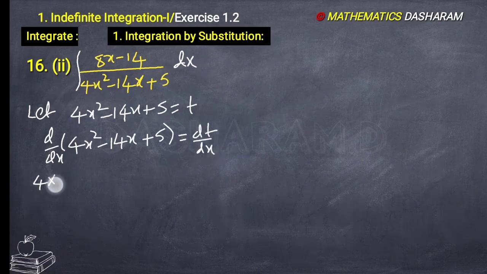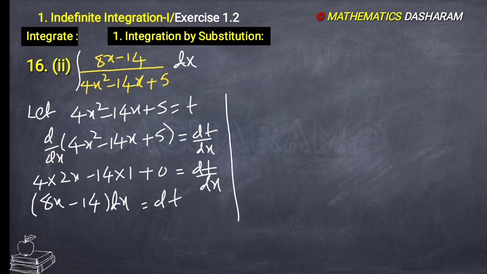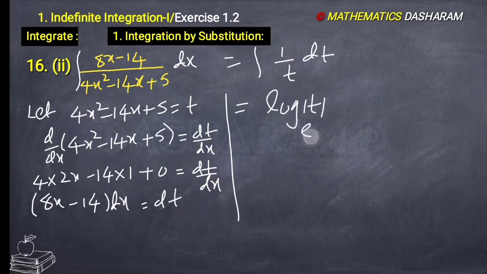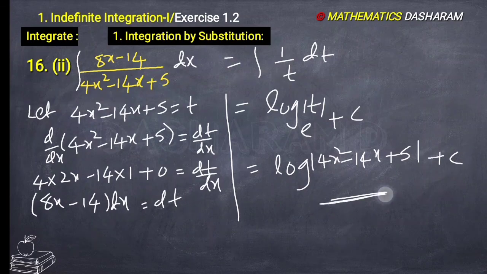So 4 into 2x, minus 14 into 1, plus 0 equals dt by dx. So that is (8x - 14), and dx transposed to the left side equals dt. Let's substitute the values in the given question: 1 by t, and (8x - 14) dx is dt. So it equals log mod t base e plus c. So log of the t value, 4x² - 14x + 5, plus c, is our required answer.